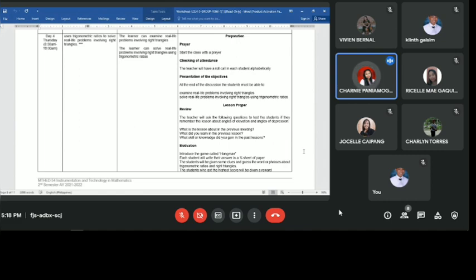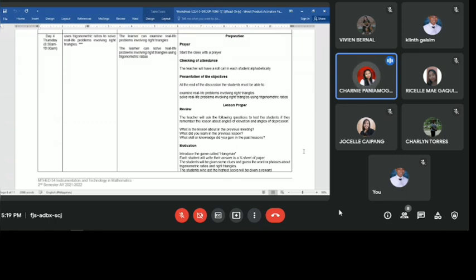For the preparation, the teacher will start the class with a prayer, and then will have a roll call of each student alphabetically, then present the objectives. The first objective is to examine real-life problems involving right triangles, and the second is to solve real-life problems involving right triangles using trigonometric ratios.